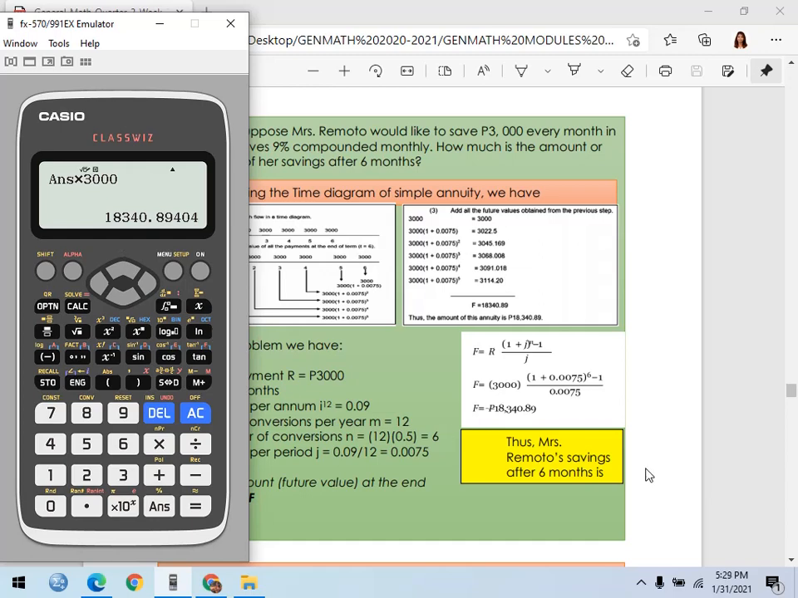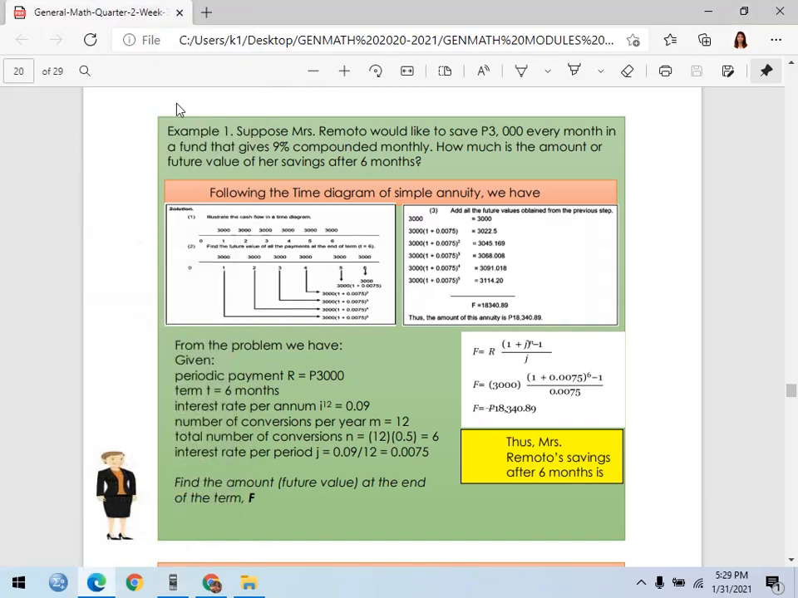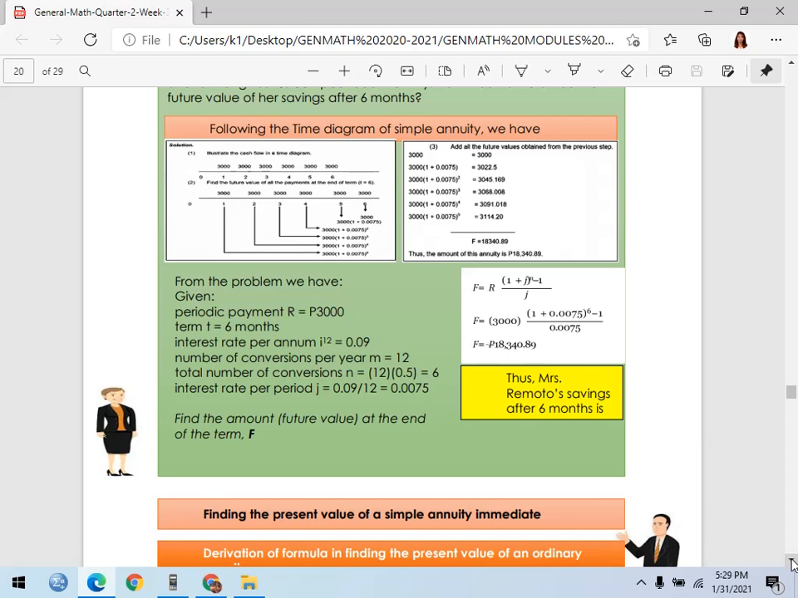18,340.89. So, therefore, your future value after 6 months, ang magiging pera na ni Mrs. Remoto in saving 3,000 per month, then 9% compounded monthly yung interest. So, after 6 months, she will have 18,340.89 pesos. So, that is how to solve the future value or F of a given annuity, simple annuity.